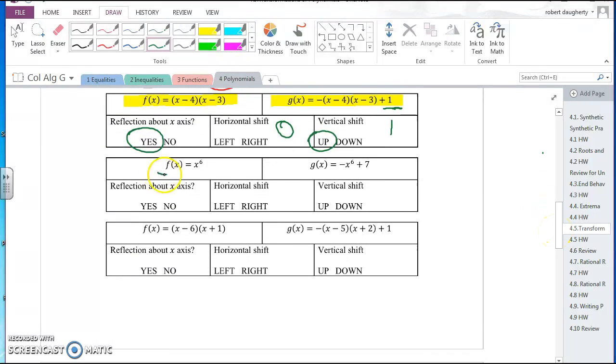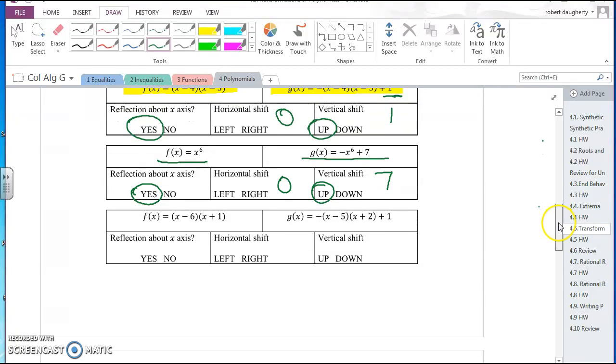Let's look at the next one. f of x is x to the 6. g of x is negative x to the 6 plus 7. So this indicates there was a reflection about the x-axis because of the negative sign. Horizontal shift, no. For a horizontal shift, I would have had to have x plus 2 to the 6 or x minus 2 to the 6. Nothing happened horizontally, but this was moved up by 7 with a vertical shift.